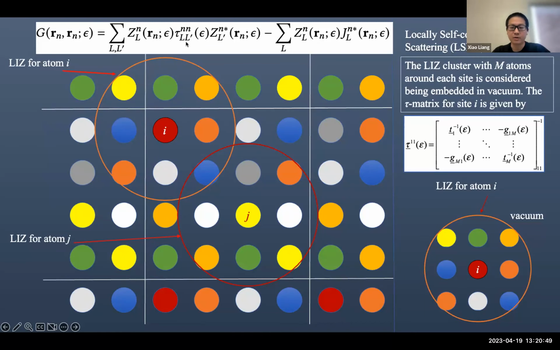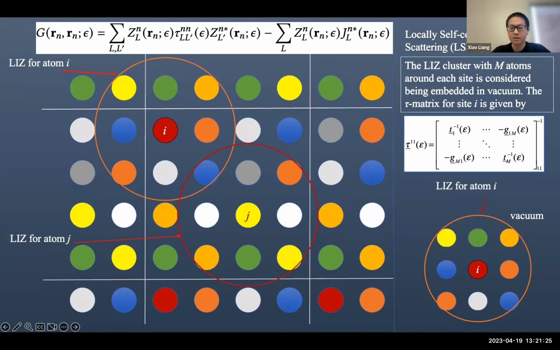In the original KKR method, the Green's function is obtained by considering all the atoms in the unit cell. However, when an atom is too far away, its contribution to the TOR matrix is negligible. Therefore, when building the TOR matrix, we can consider the atoms in the region within a specific distance from the atom that we are considering. And each atom has such a region. And the region is named the local interaction zone, which is the leads in the slide.